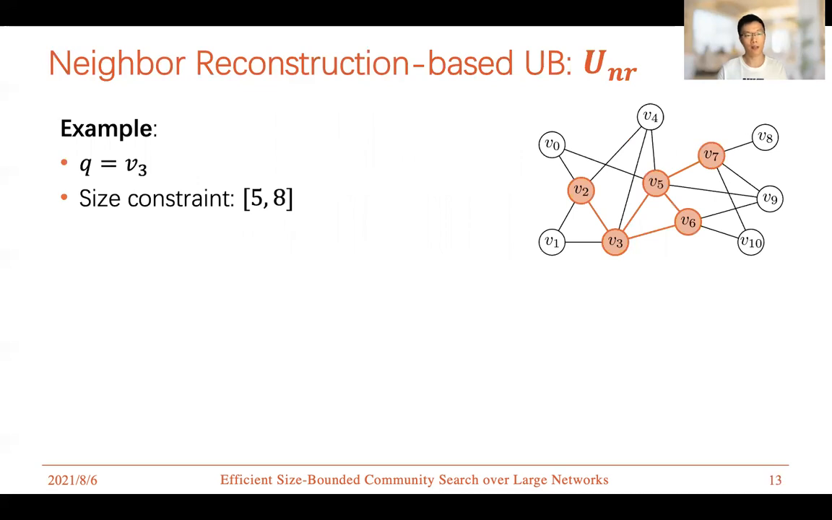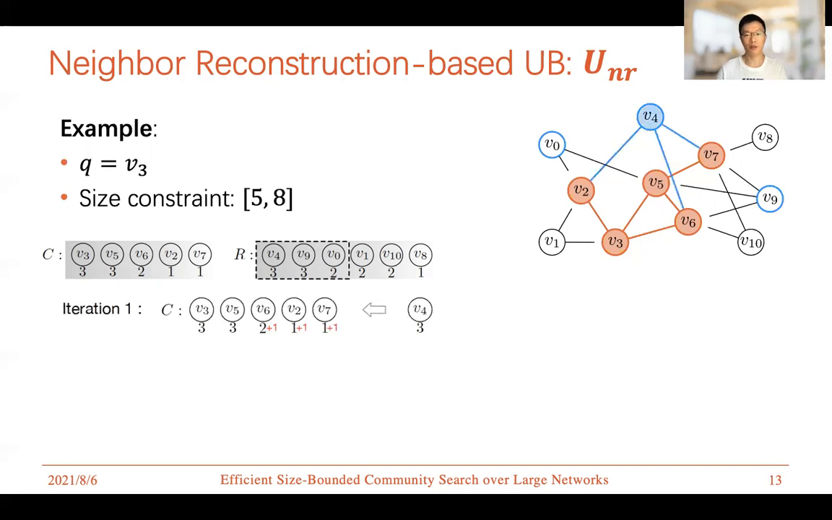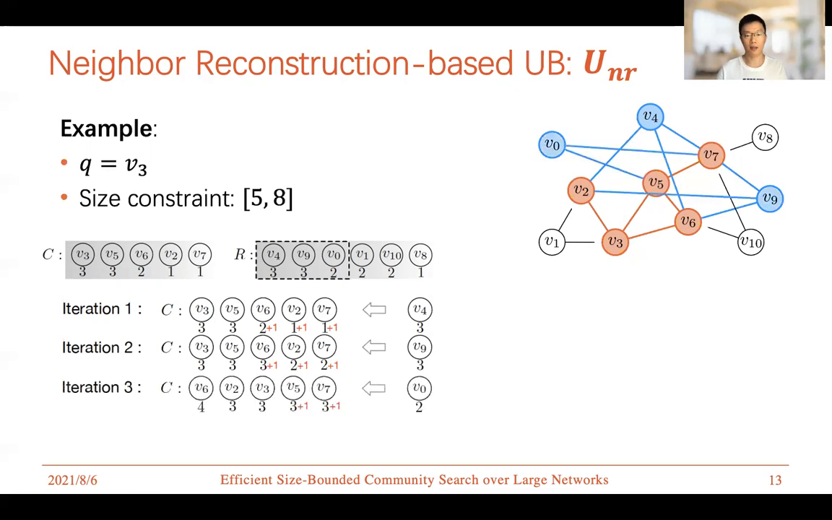Let's see an example. Suppose the query vertex is V3, size constraint is 5 to 8. The colored vertices are in C, and the other vertices are candidates in R. Firstly, we select the top 3 candidates with the most links to C. They are V4, V9, and V0. Then we make reconstruction for V4. That is, change its links to the vertices in C that currently have the smallest degree. Then we make reconstruction for V9 and V0 in a similar way. Finally, we select the minimum degree of the vertices in C as the final upper bound, 3.